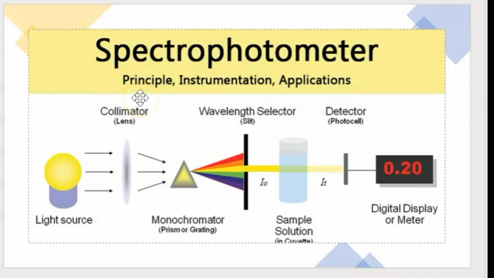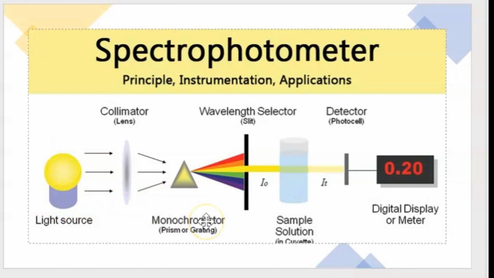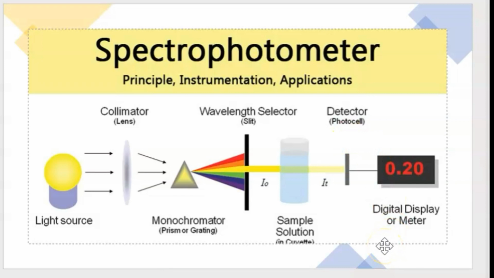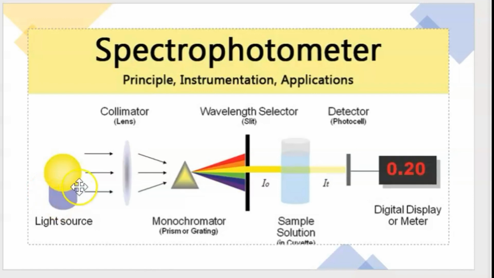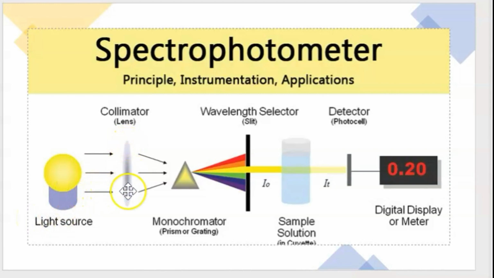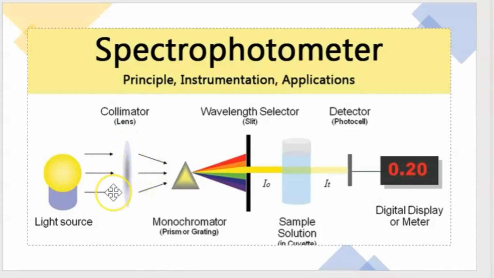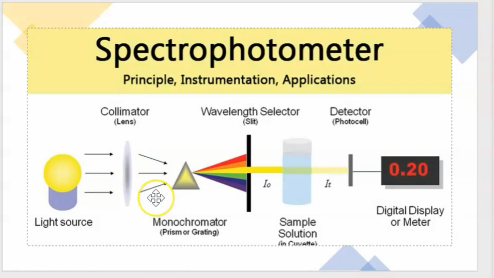The working of spectrophotometer. The light source, monochromator, our sample, detector and digital display are used in the spectrophotometer. First of all, a light source is used. The light source typically yields a high output of polychromatic light. Then this polychromatic light is transferred to the lens. The lens collects all the polychromatic light coming from the light source.